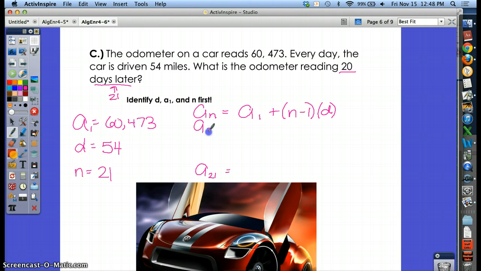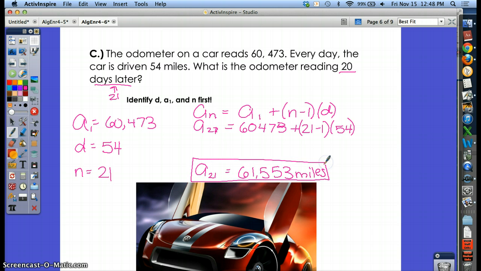So I hope that you've tried this problem. Let's check your work here. To find the 21st term, we'd be looking at this equation. And what it comes down to being is 61,553 miles. So on the 21st day, or 20 days later from where you are now, the car would have 61,553 miles. If you're feeling up for a challenge, try D. I'm going to put the work on Blended Schools so you can check out the answer after.